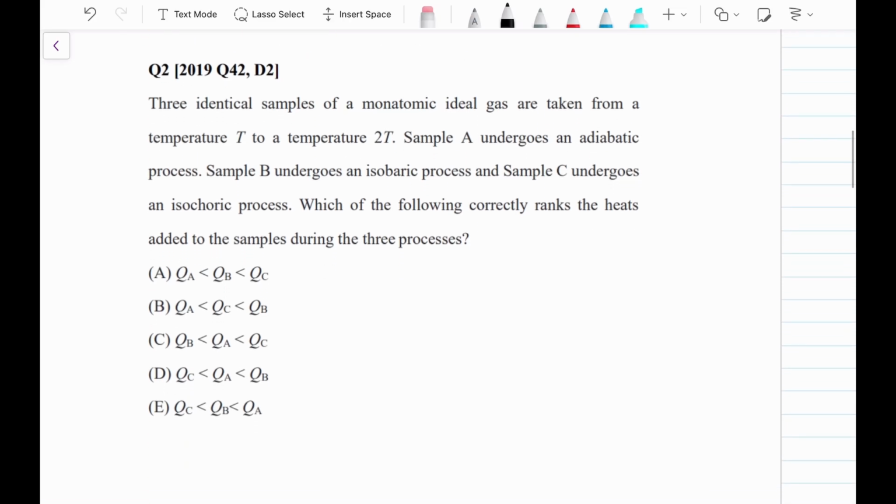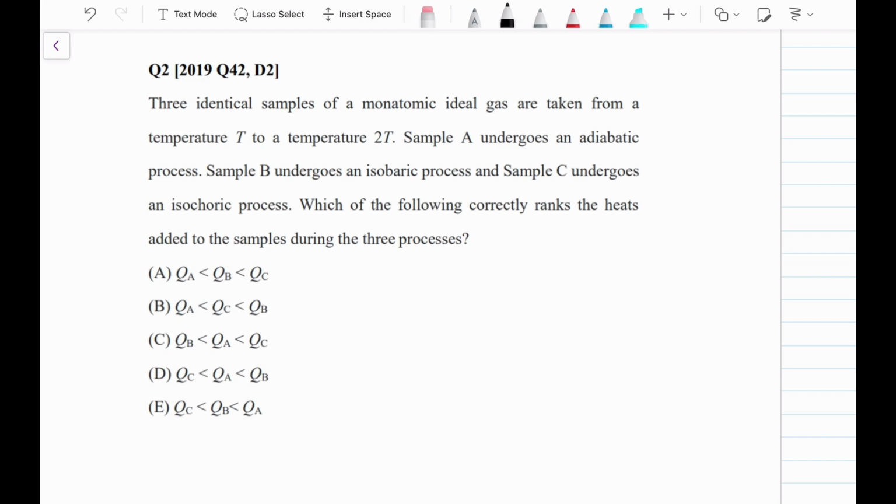And for the next question, it says three identical samples of a monatomic ideal gas are taken from a temperature T to a temperature of 2T, so twice the temperature. Sample A undergoes an adiabatic process, sample B undergoes an isobaric process, and sample C undergoes an isochoric process. Which of the following correctly ranks the heat added to the samples during these three processes? Heat added cannot be determined directly, so I suppose for this question we need to draw simple graphs.